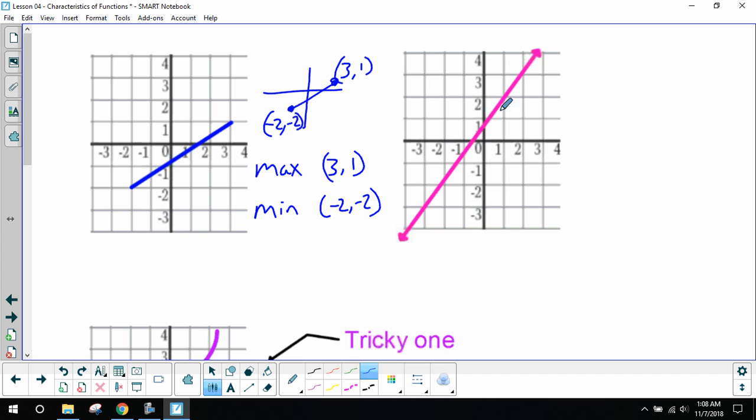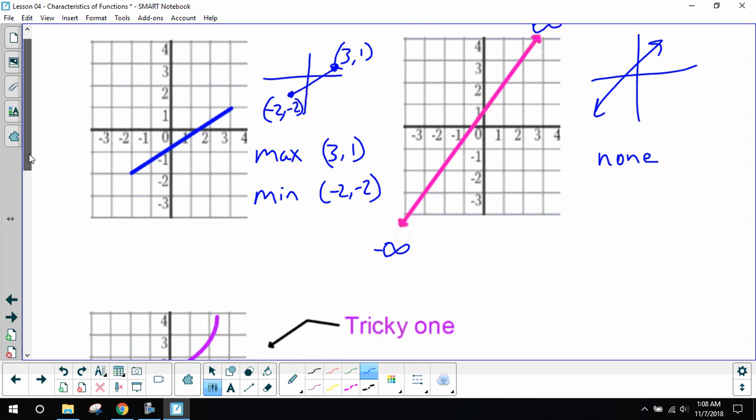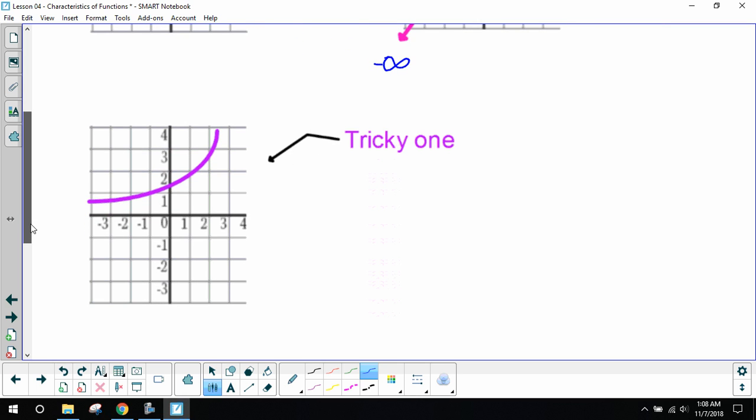Now, see this graph? Again, putting it in your notes, I'll just draw that. This has none. It doesn't have a maximum, it doesn't have a minimum, because these arrows mean go on forever. It's going on forever in the infinity direction, negative infinity direction, so it has no max and it has no min. This one is a tricky one, but listen to me. The fact that it goes on forever and ever, it too is going to be none. No max or no min.